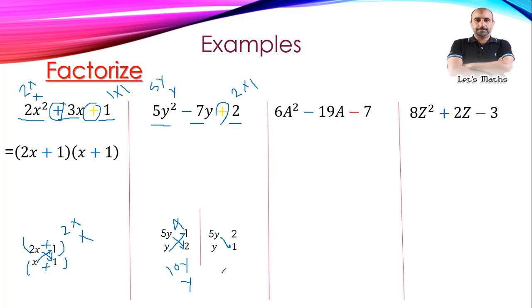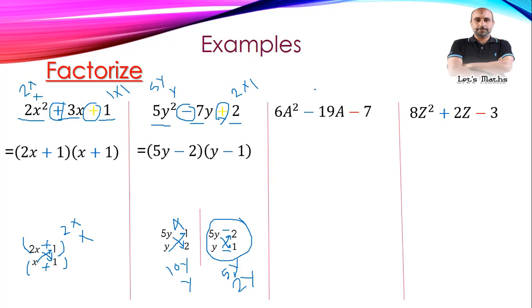5y multiply 1 equal 5y. 2 times y equal 2y. Is their sum 7? Yes, their sum is 7. Then that is what we are looking for. Now the absolute number is positive, then the two signs will be the same like the middle term. Then the new form will be 5y minus 2, y minus 1.